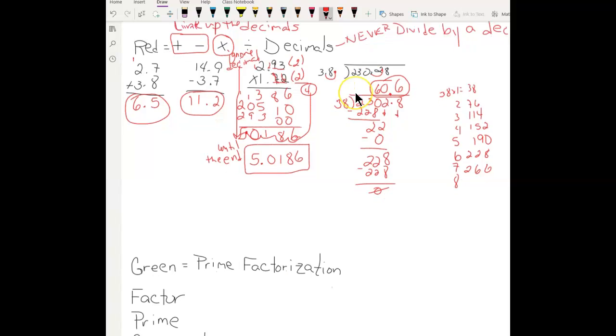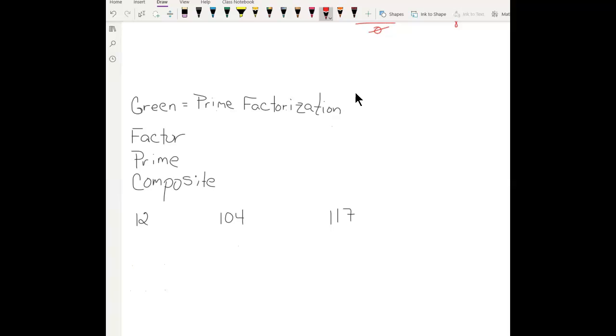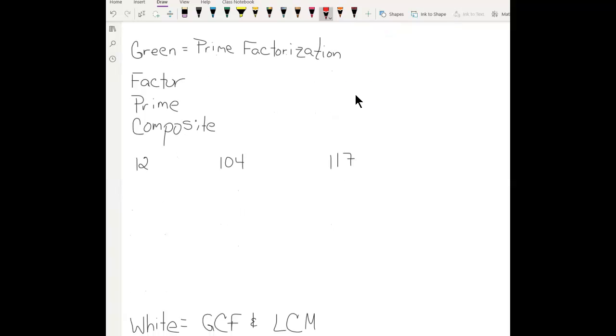Alright, we're getting there. We're almost to the bottom of this. We got green. And you'll see what these colors mean when you get into math, though.